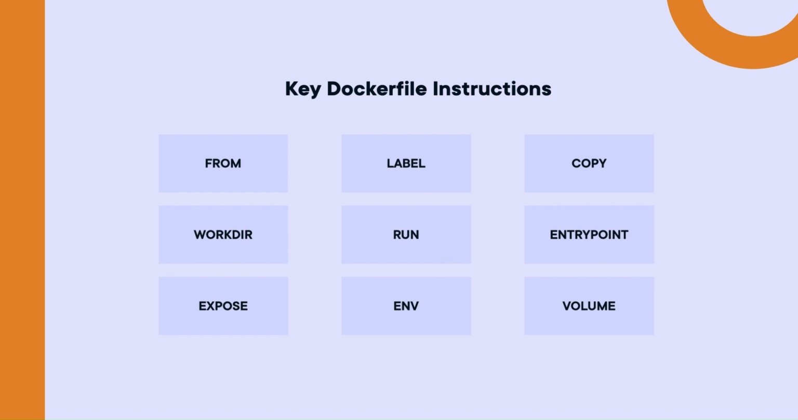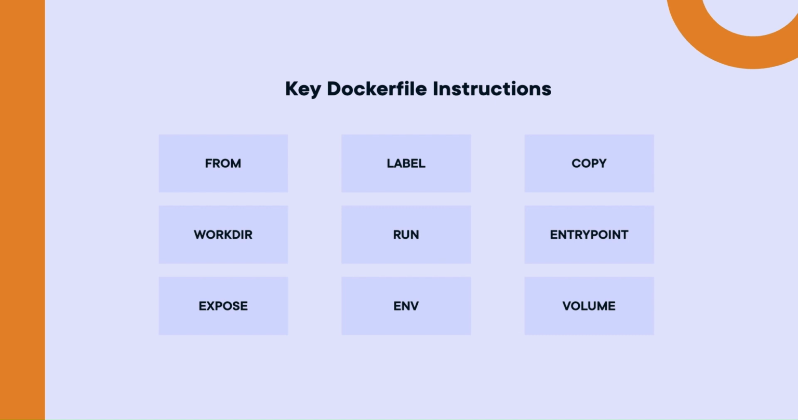Here are some of the most important Dockerfile instructions you will use when building a Docker image. FROM defines the base image. This is the starting point for your entire build. WORKDIR sets the working directory inside the image, so every following instruction knows where it should operate. EXPOSE documents which port the container will listen on. Next, LABEL. LABEL lets you add metadata like version, author, or description, useful for documentation and automation tools. RUN executes commands during the build, often for installing packages or setting up dependencies.